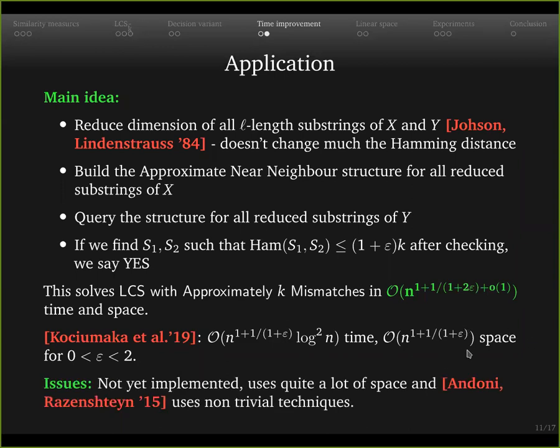But the problem is both that it's not yet implemented. It uses nonlinear space, even though it improves on the previous result. And the paper from Andoni and Razenshteyn uses non-trivial techniques, which might make it a bit harder to apply.